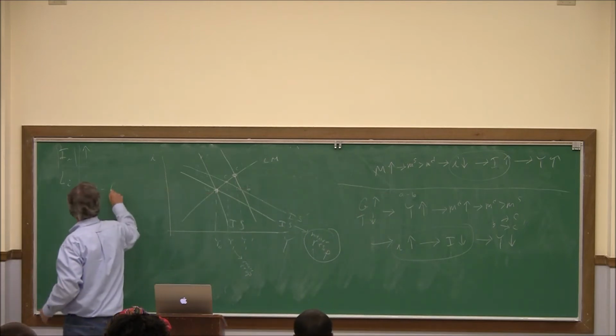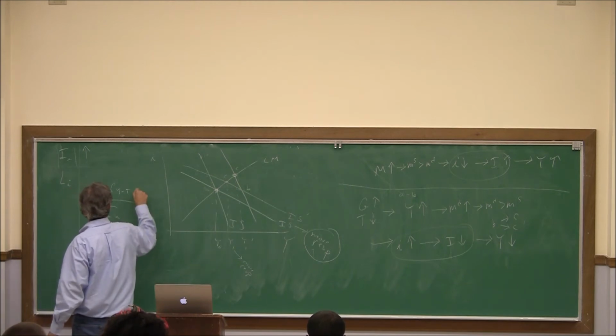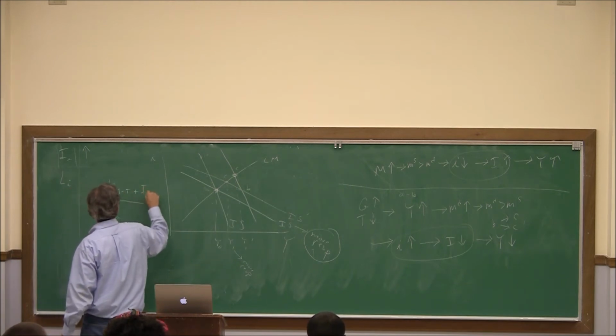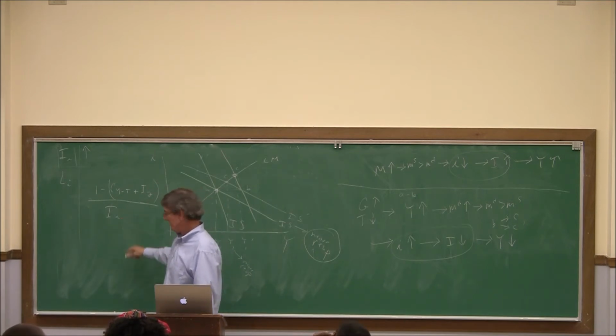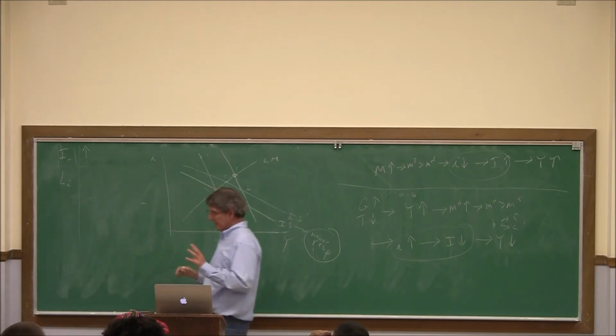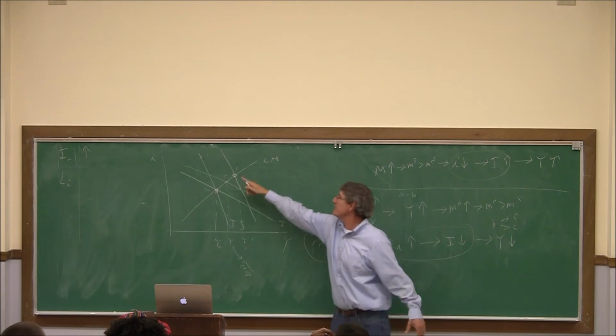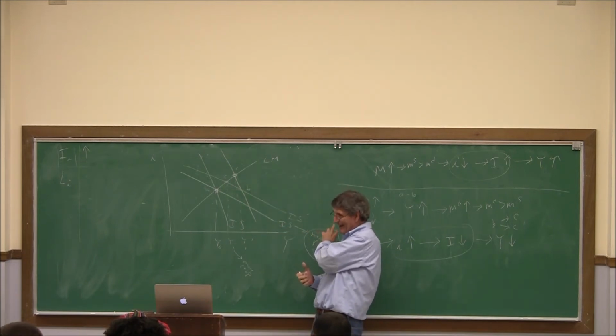Slope is 1 minus C of (1 minus t) over I_r. Plus. So the bigger that is, the flatter the curve gets. So the flatter curve is less effective, and the flatter curve is more responsive. Bigger I_r.